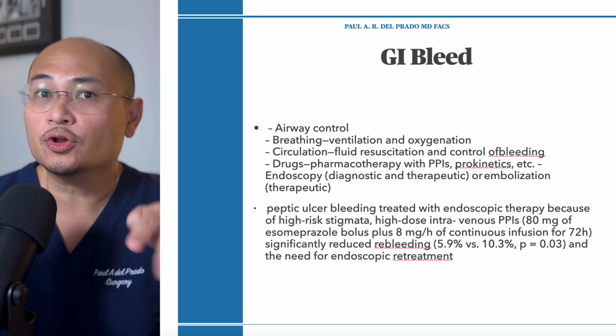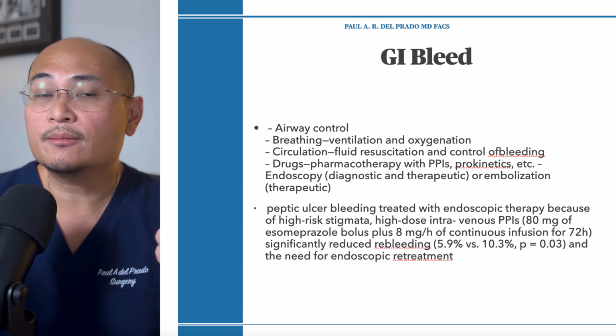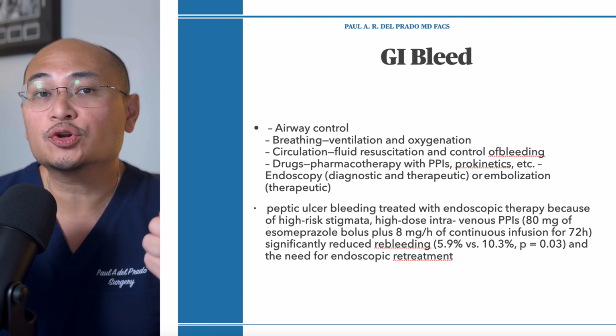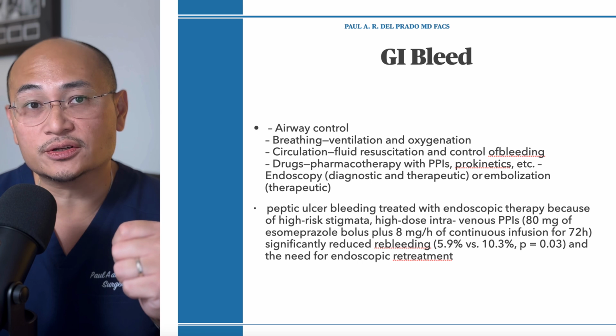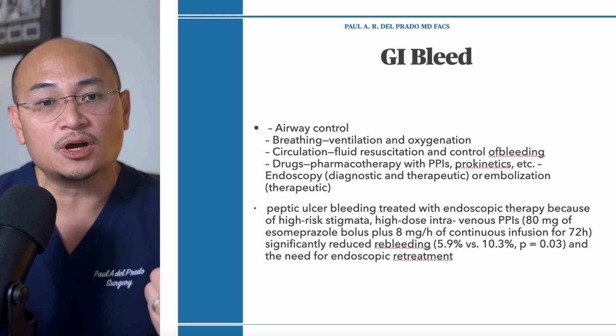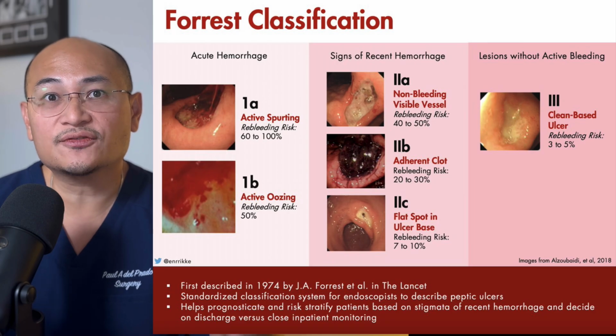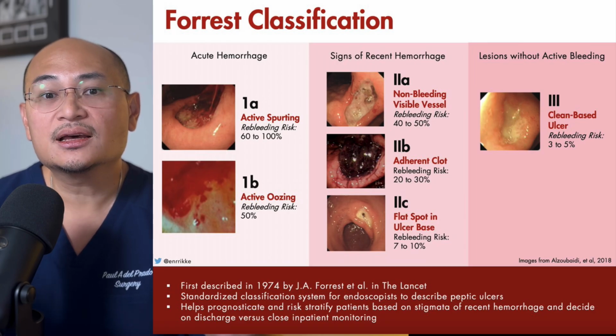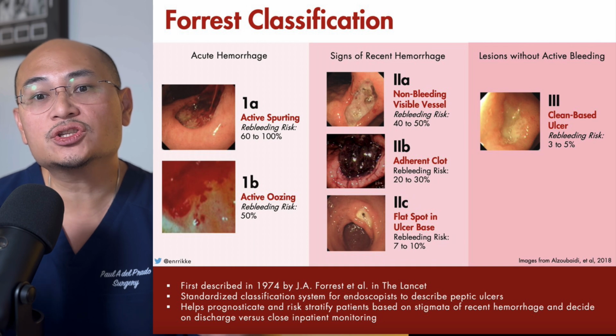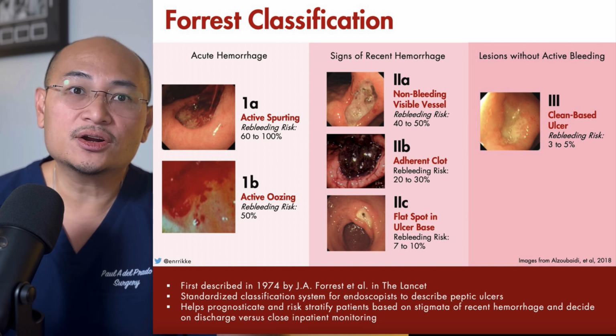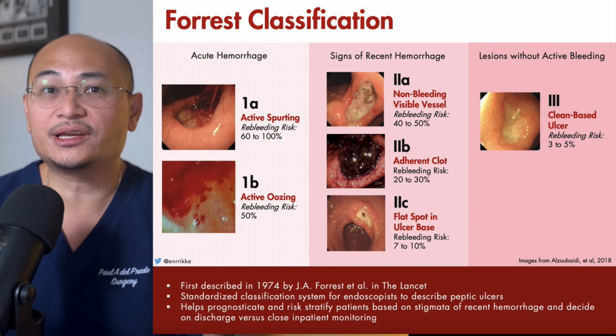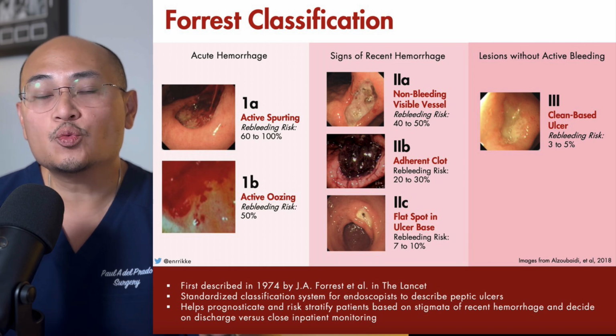And recommendations, although it's debated, most people recommend starting a bolus followed by a continuous infusion up to 72 hours. Lastly, you then perform endoscopy. When you do endoscopy, you're looking for the bleeding, and we have the Forrest classification to look at active bleeding, signs of recent hemorrhage, and lesions without active bleeding. From there, you can look at the risk of rebleeding and figure out which treatment you want to perform. This could be either epinephrine injection, cautery, or clipping.